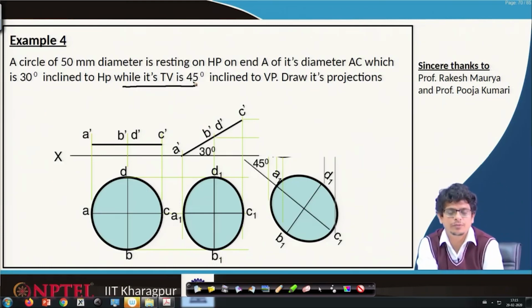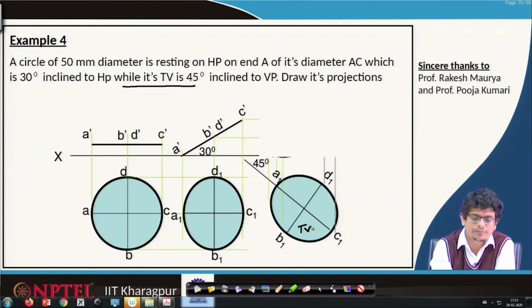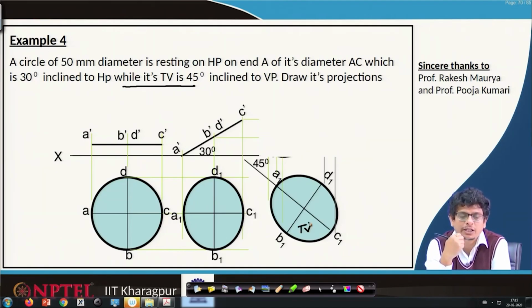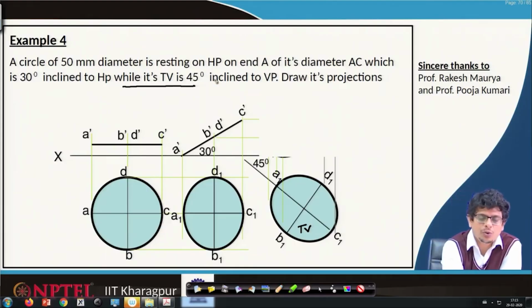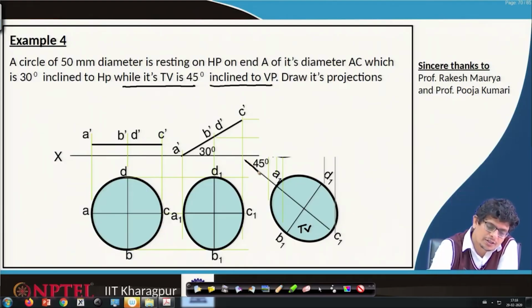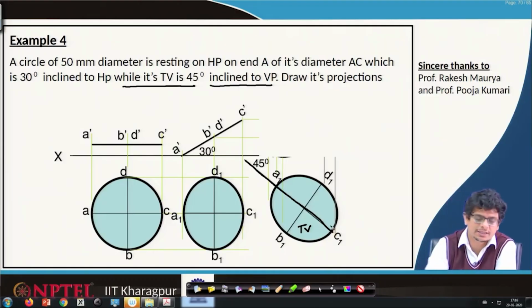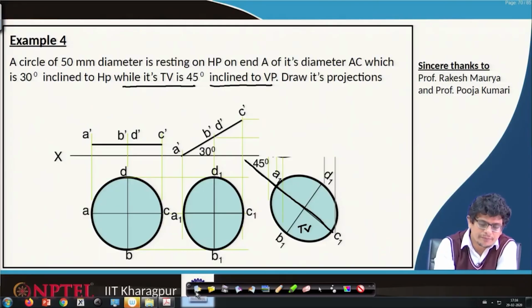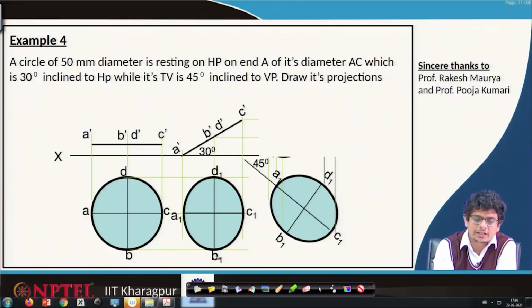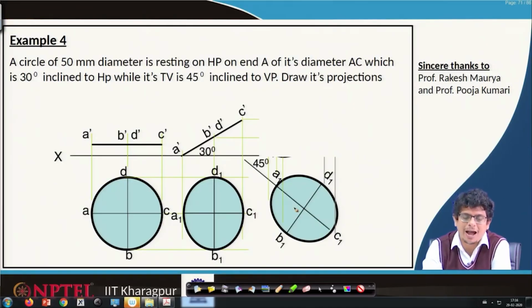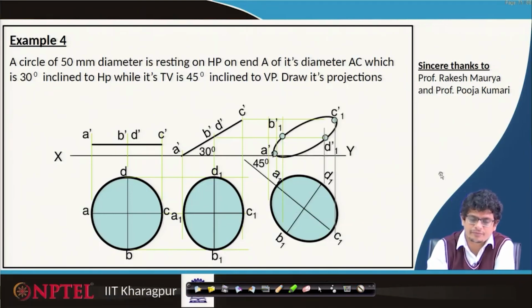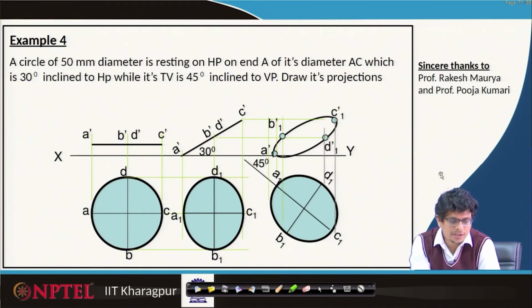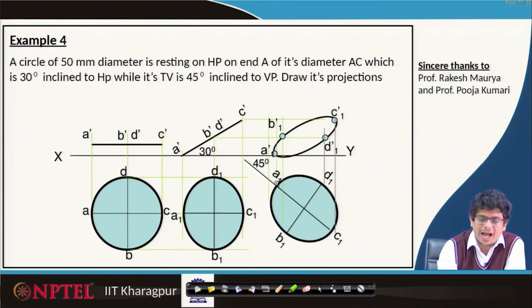While it is the top view, this has to make 45 degrees inclined to the vertical plane. So, this entire AC line is supposed to make 45 degrees. We rotate it in such a way that we get this 45 degrees line. Correspondingly, the B1 and D1 points are also mapped. Then we can have these projections.